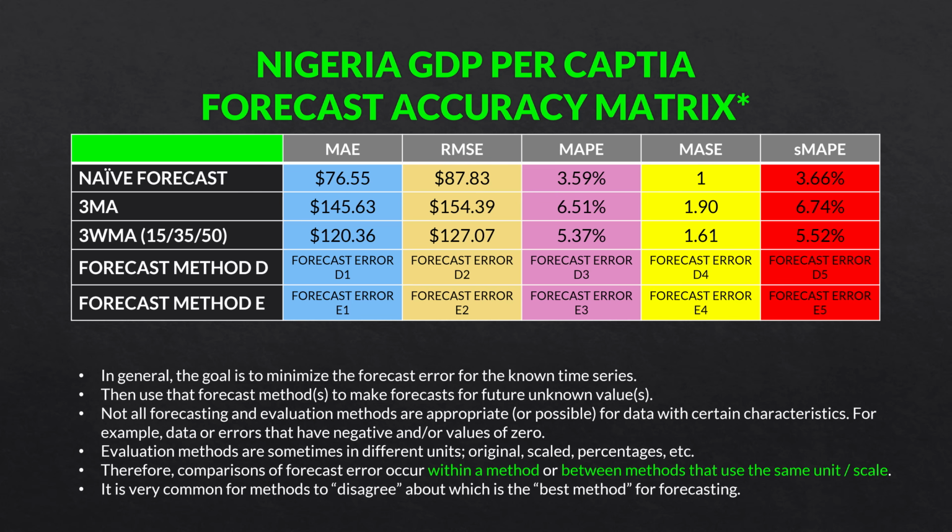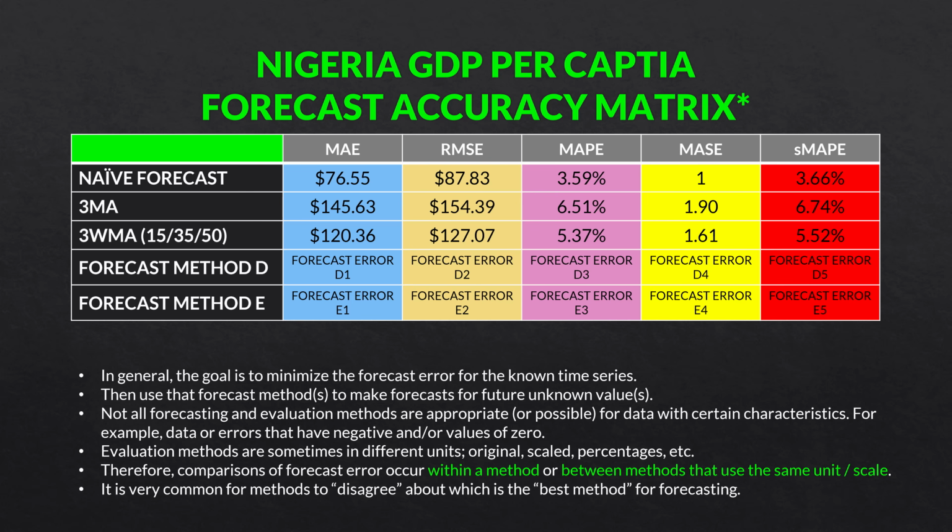So the naive forecast, the 3-period simple moving average, and in this video, the 3-period weighted moving average with weights of 0.15, 0.35, and 0.50. Down the columns, we have forecast accuracy measures. So the MAE, the mean absolute error, the RMSE, the root mean square error, MAPE, the mean absolute percentage error, the MASE, the mean absolute scaled error, and SMAPE, which is symmetric mean absolute percentage error. So what we do is compare each one down the column.